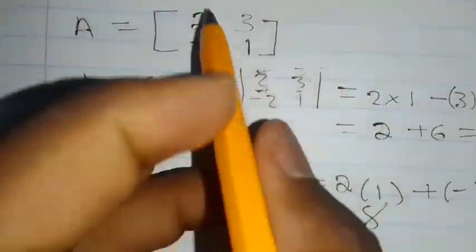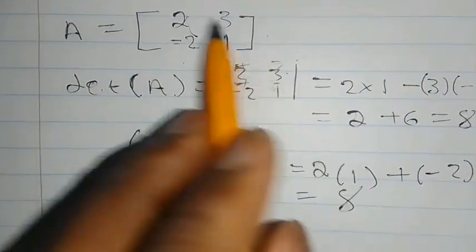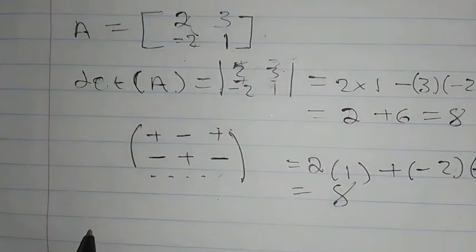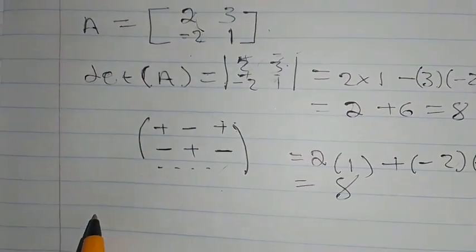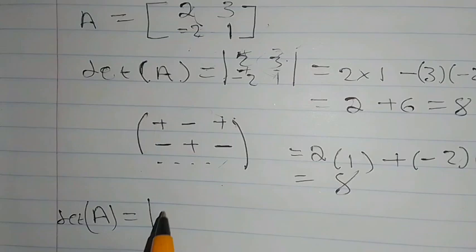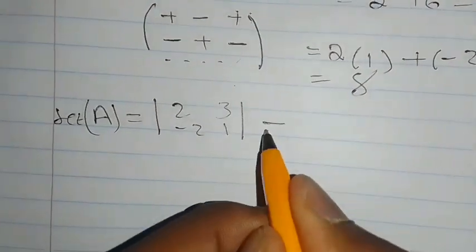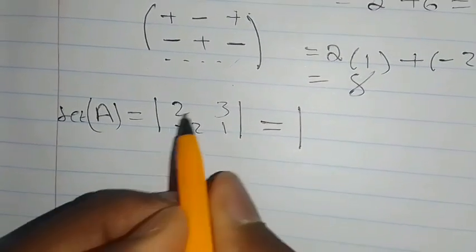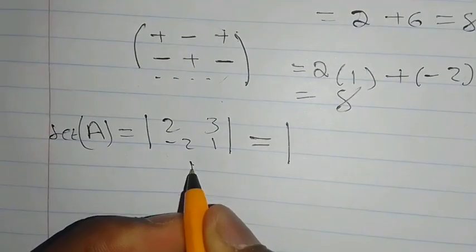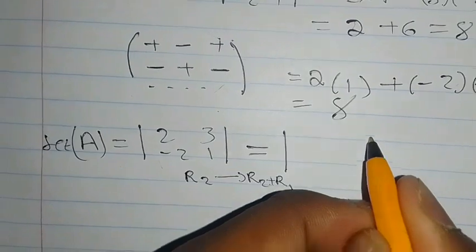Or since you're basically looking for this determinant, the key size idea that you have to know is that using row operations, or kind of changing one row, doesn't really affect anything. So we can basically say since we're looking for the determinant of A, and it's basically 2, 3, minus 2, and 1, if we replace row 2 with row 2 plus row 1, let me just write it down, replace row 2 with row 2 plus row 1, you're also going to get the same determinant.